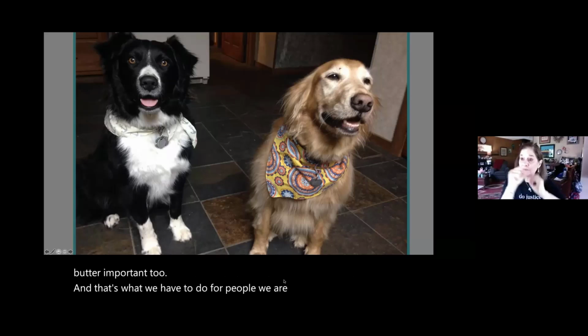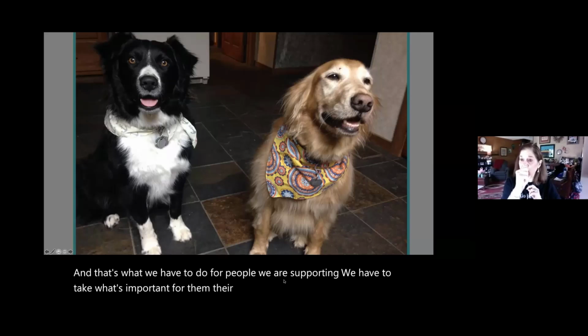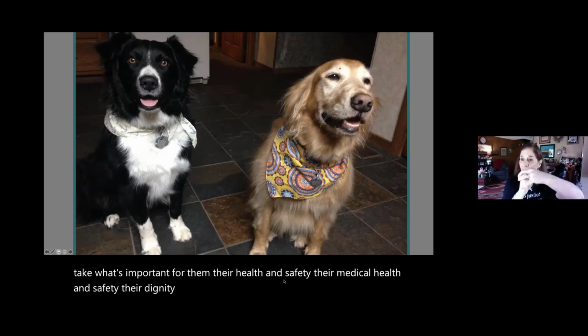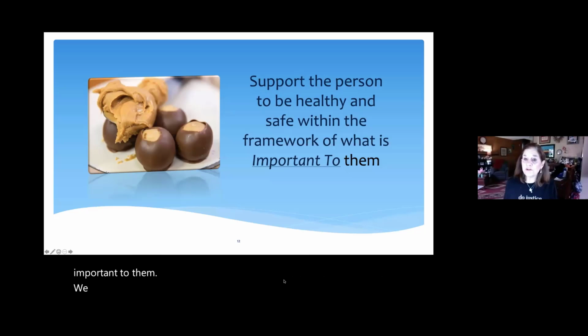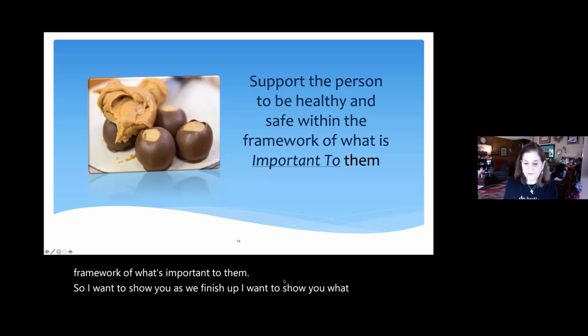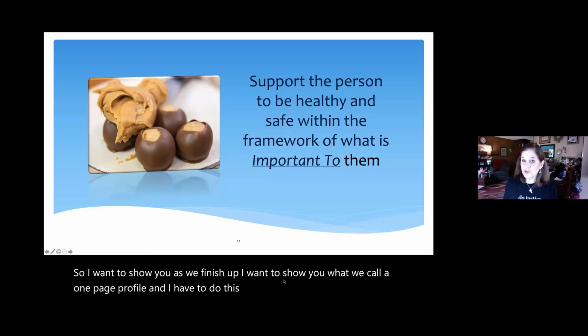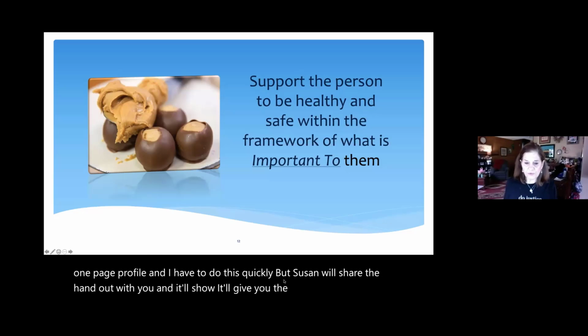We have to take what's important for them, their health and safety, their medical health and safety, their dignity of risk, and wrap it up in the context of something that's important to them. And they'll do it every time if it's truly important to them. We have to support the person to be healthy and safe within the framework of what's important to them. So as we finish up, I want to show you what we call a one-page profile. I have to do this quickly, but Susan will share the handout with you, and it'll give you the information that I've shared with you today.